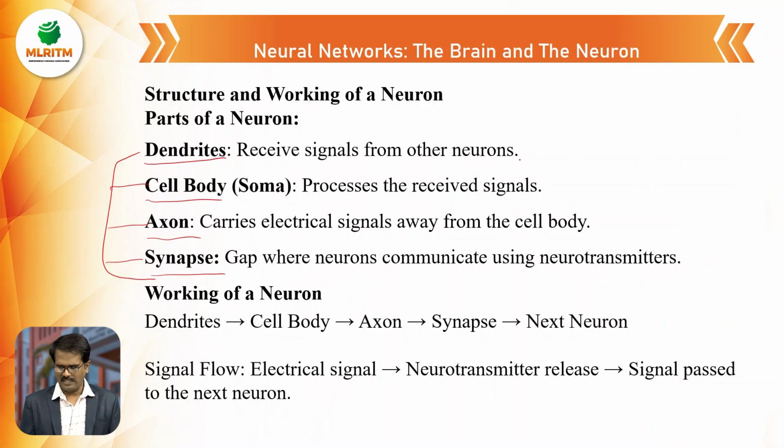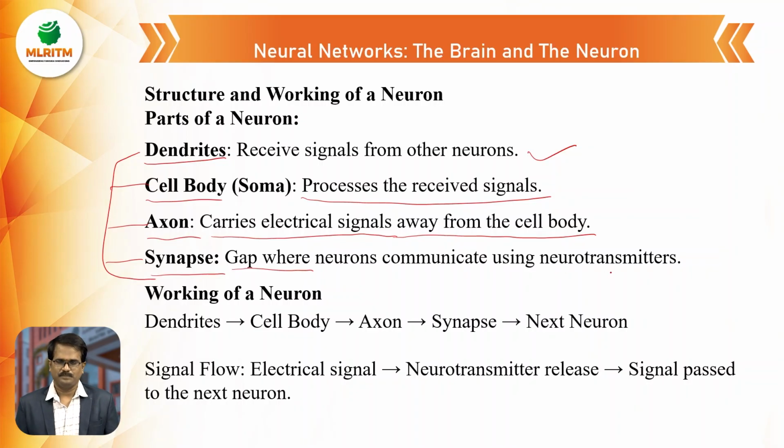Dendrites receive the signals from the other neurons. The cell body processes the received signals, and the axon carries the electrical signals away from the cell body. Next, synapses: there is a gap where the neurons communicate using neurotransmitters. By seeing the diagram, you can easily understand. This is how a neuron in the brain works. First, dendrites receive the signals and process them, and the axon sends the signals. Synapses connect to other neurons. In this way, the brain can work.